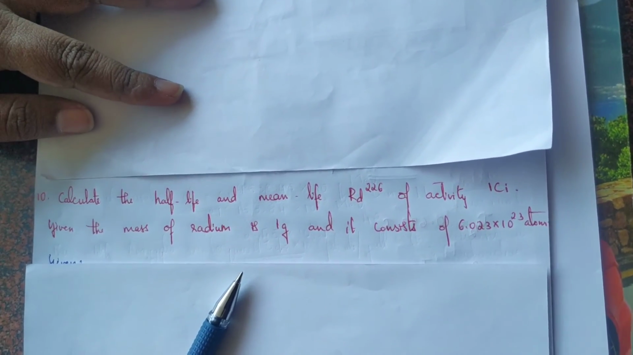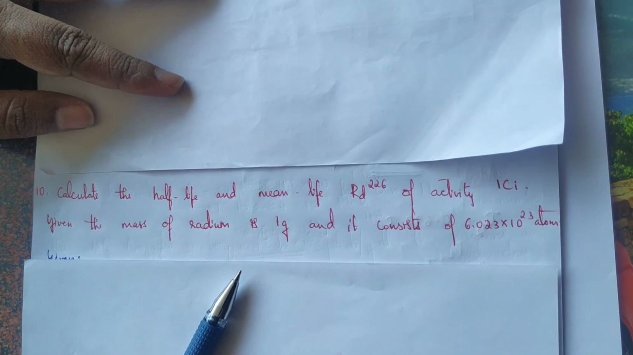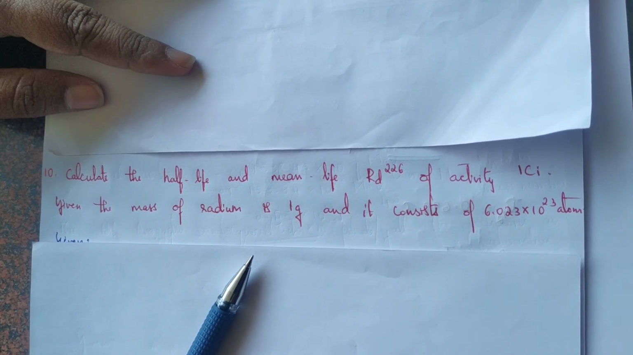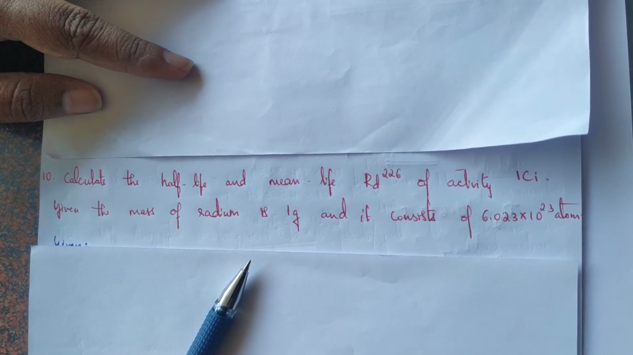Now the next question is, calculate the half-life and mean life of radium-226 of activity 1 curie, given the mass of radium is 1 gram and it consists of 6.023 into 10 raised to 23 atoms.